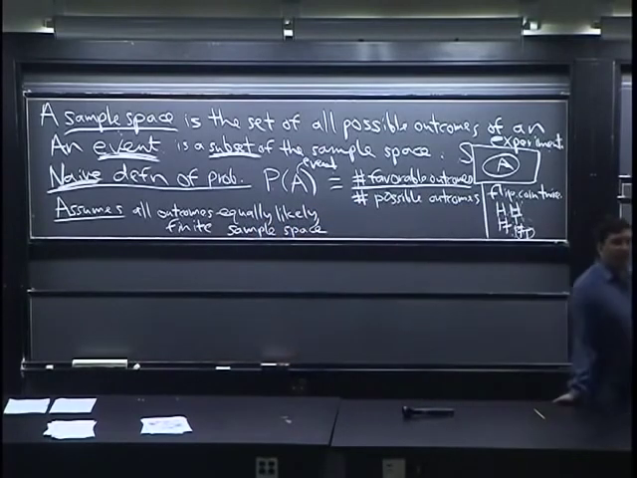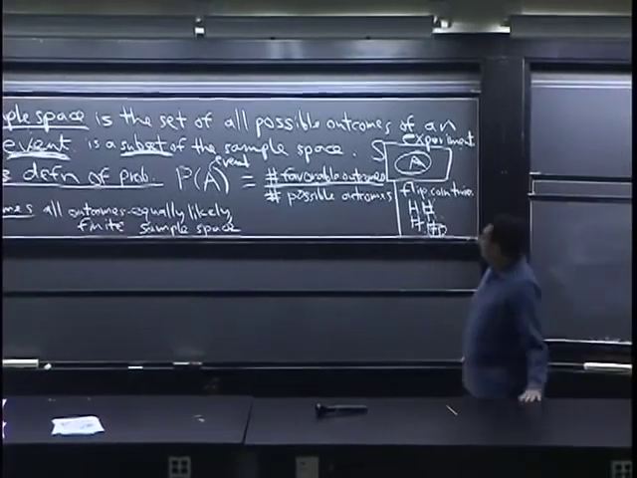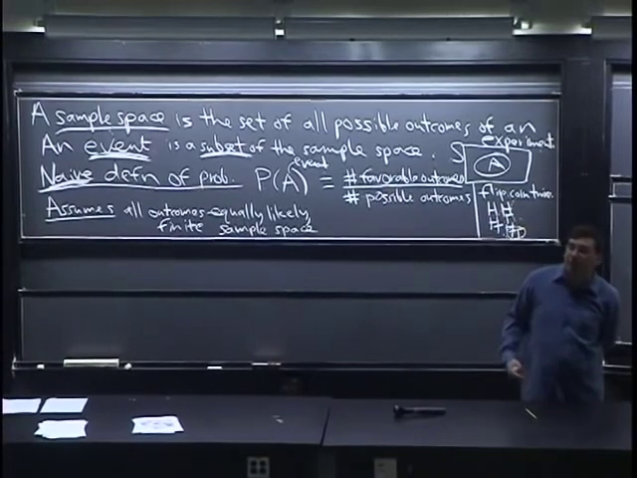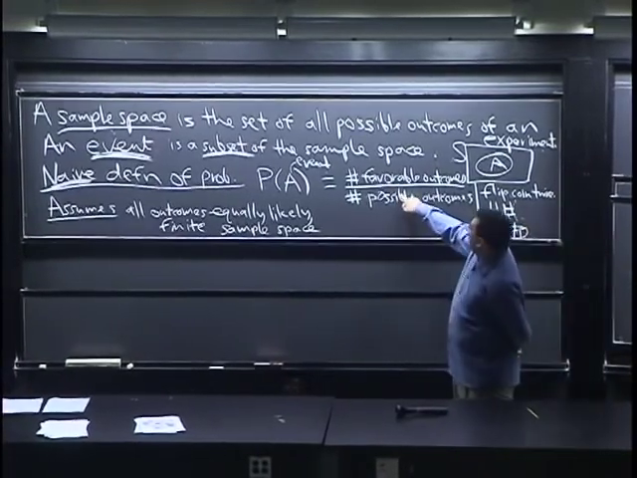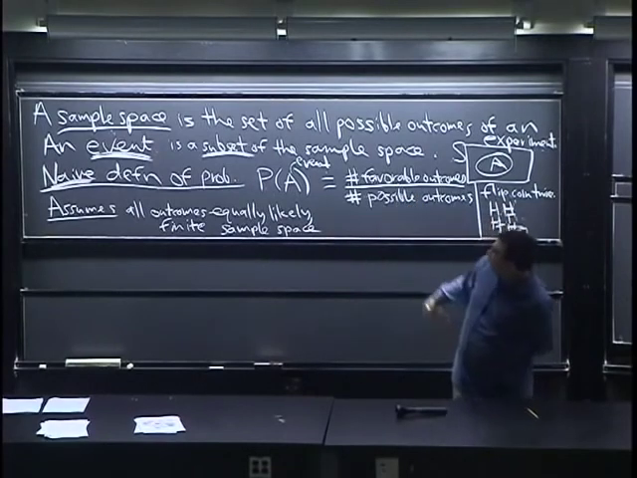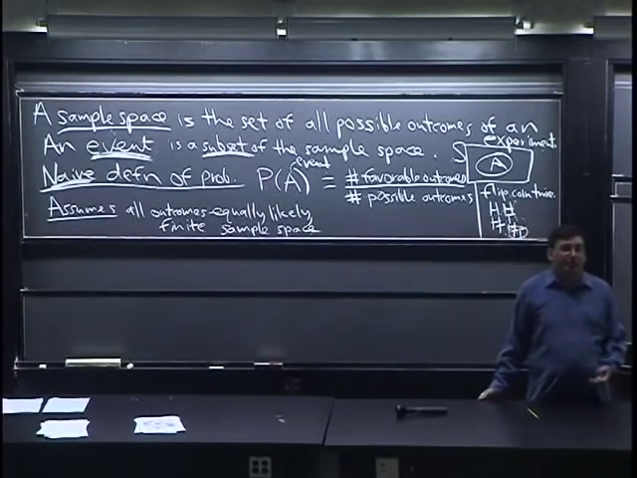So if the outcome of your experiment could be any real number or any integer, then the denominator would be infinity, and this is meaningless. In order to apply this, we have to have a finite denominator, and the assumption is that everything's equally likely. Well, that's a very, very strong assumption.